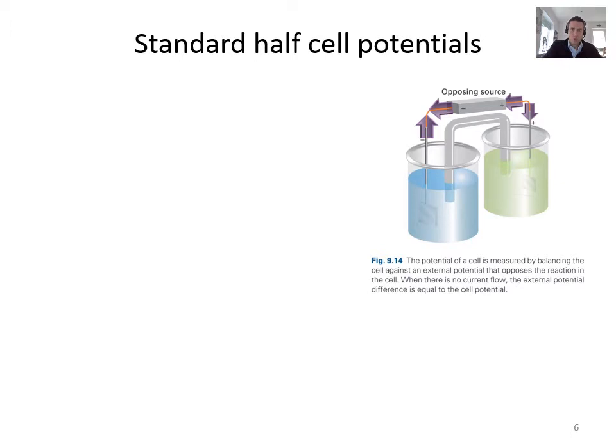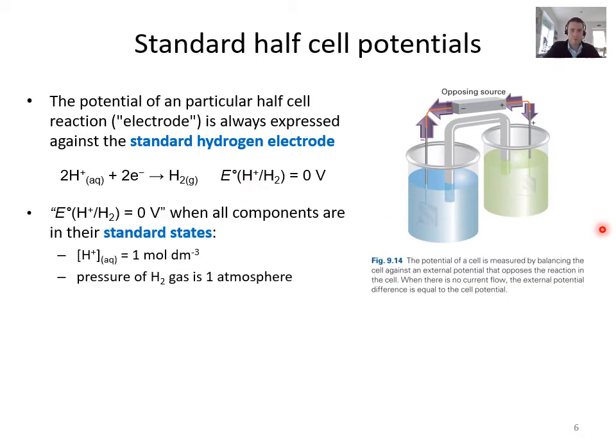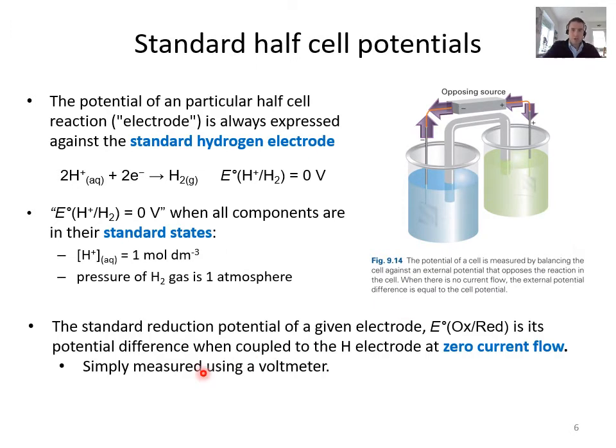So, as we've said already, we're going to use a cell to measure the standard half cell potentials. And I've already mentioned this in passing, but this is all going to be expressed against the standard hydrogen electrode, which is defined as having a standard half cell potential of 0 volts, or indeed a standard Gibbs energy of 0 kilojoules per mole. Of course, this applies when all the components are in their standard states, as we've said on the previous slide. So then we measure any other electrode against this.